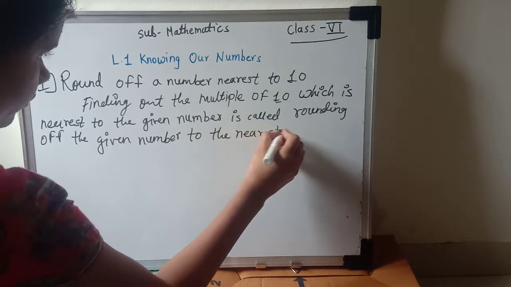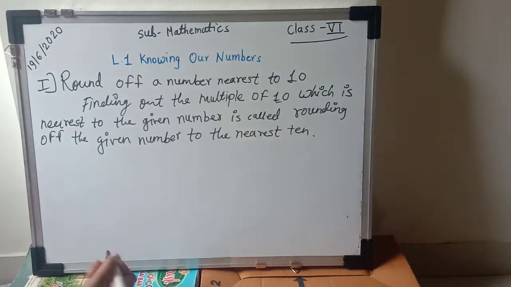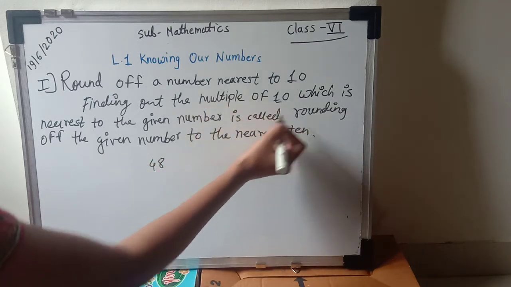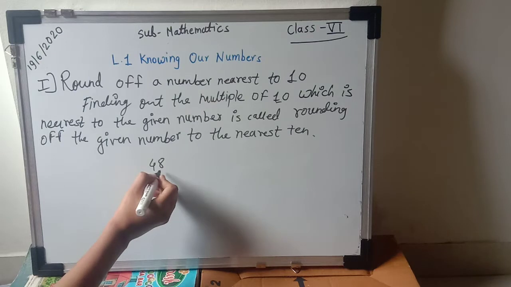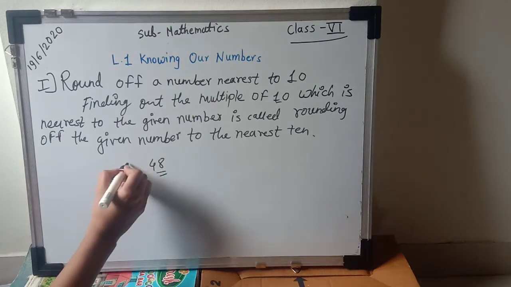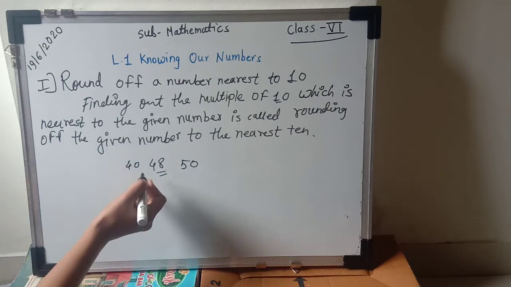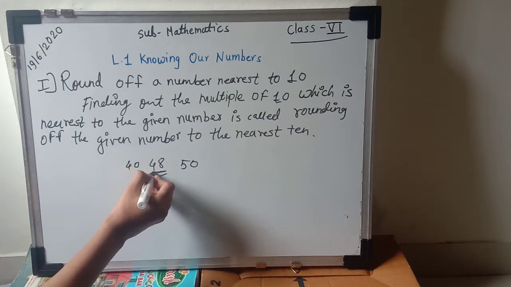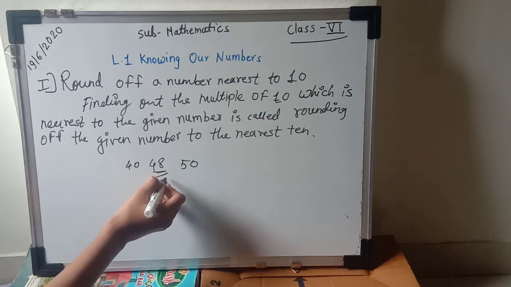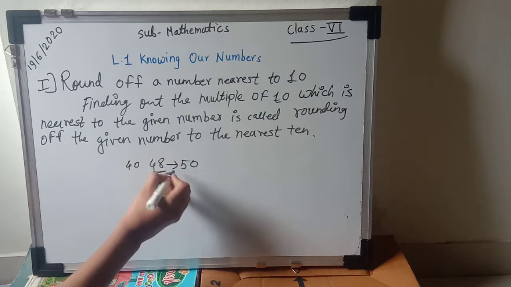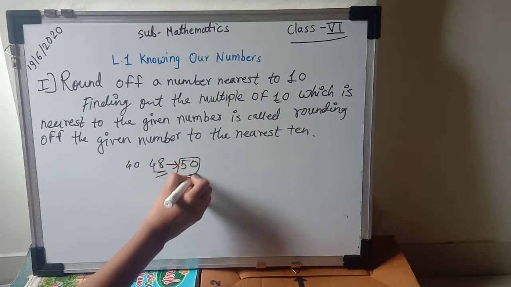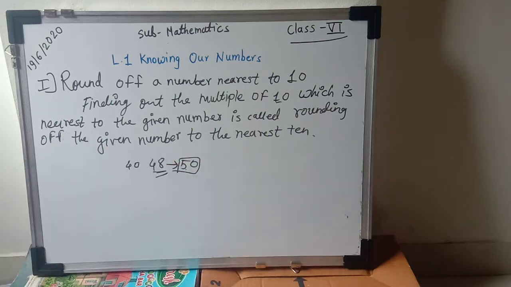Okay, suppose here 48 is given, and they are saying multiple of 10. Here, the number 48 is between 40 and 50. So just guess, 48 is near to which multiple of 10? That is 50. So we will round up this 48 to the nearest 50. Let's see what steps we have to follow when we are rounding the number.